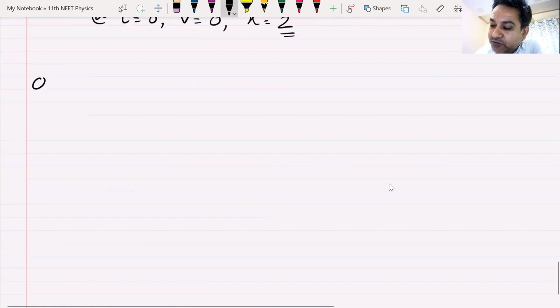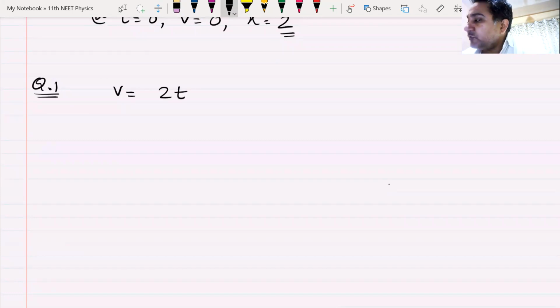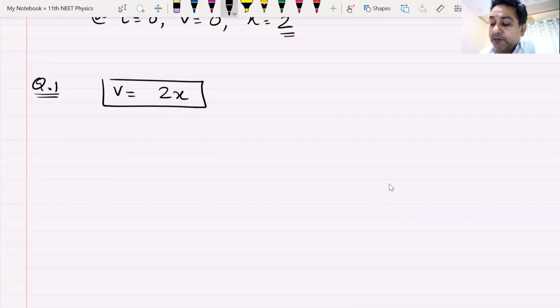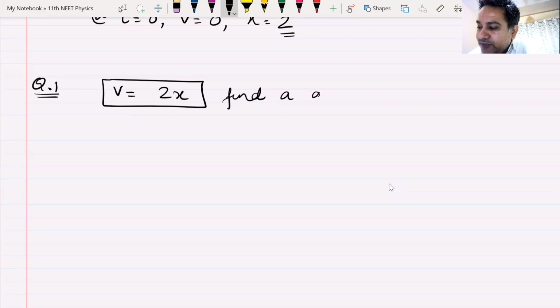So here is a question. Velocity is given as 2t. Oh, sorry, not 2t. Velocity is given as 2 times x, where x is the position of the particle. So velocity is given as a function of x. You have to find acceleration as a function of x.